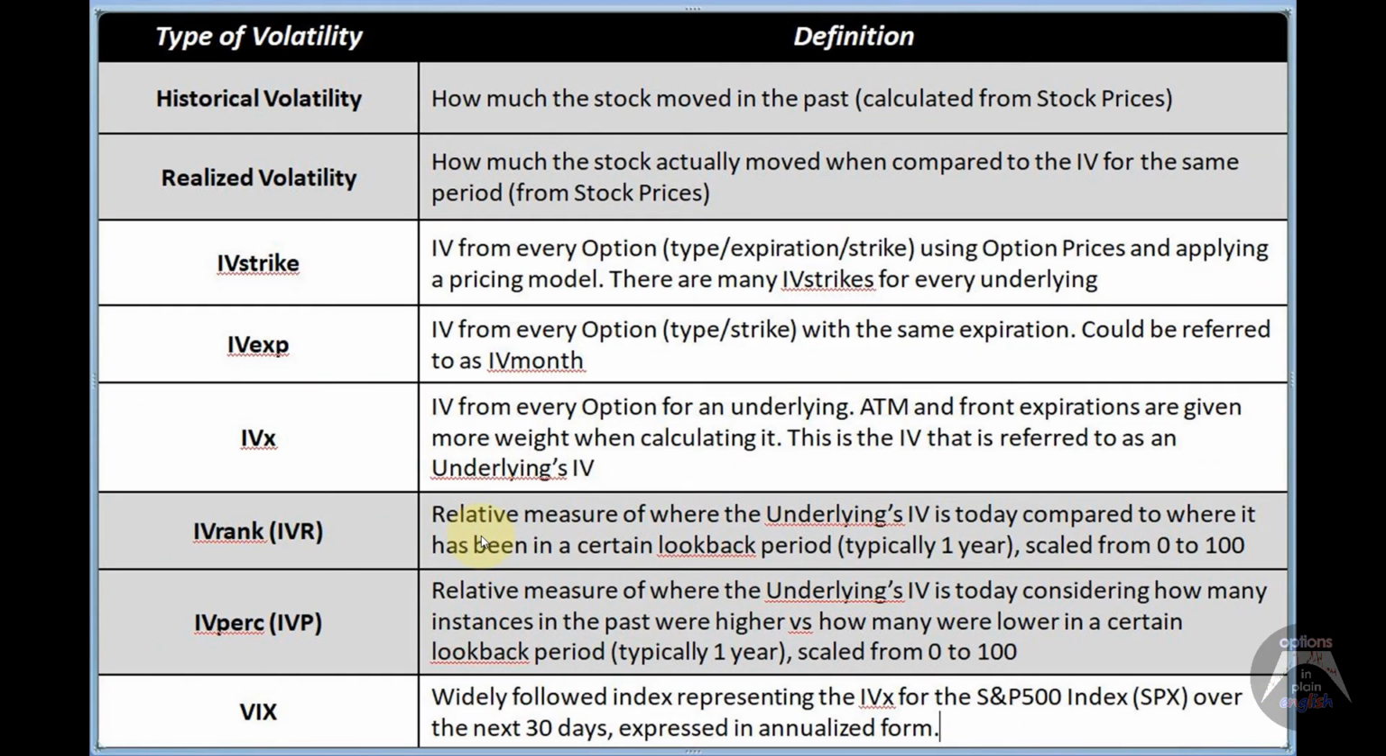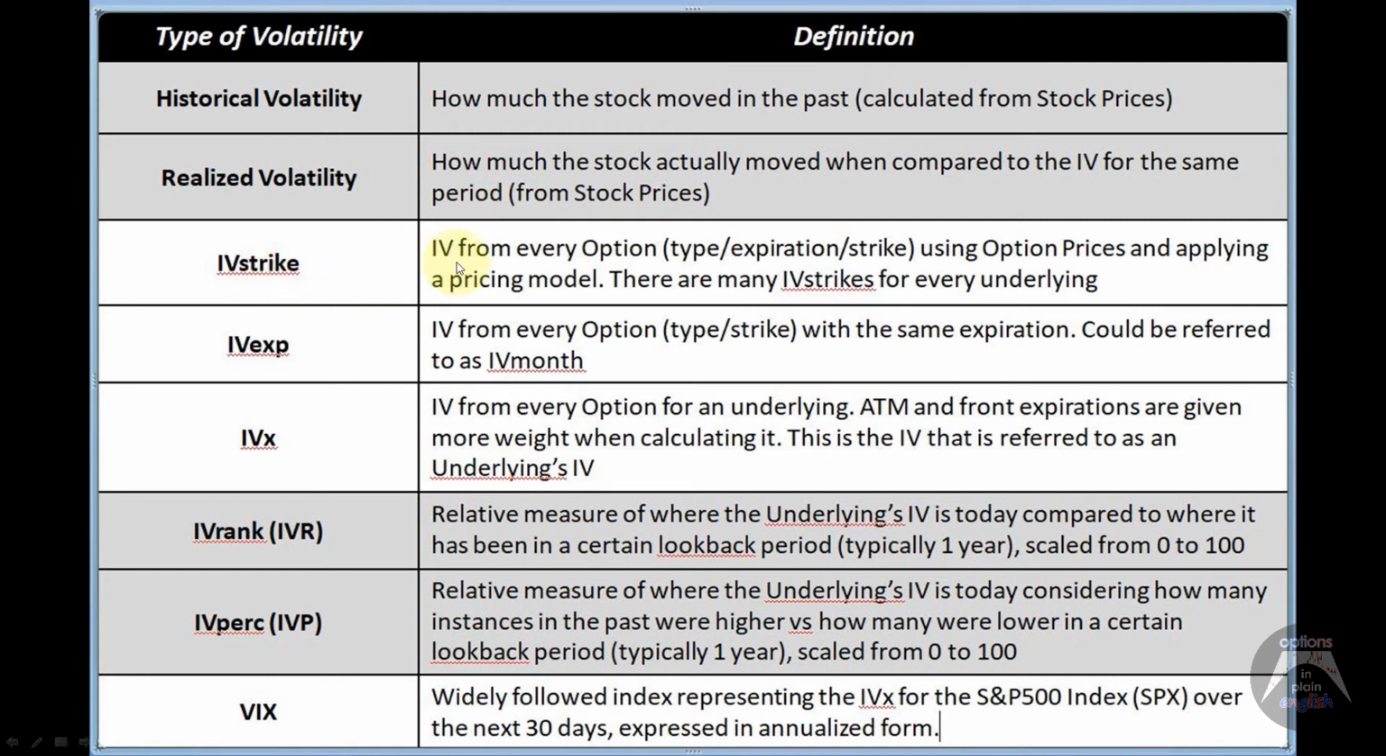Now, as a quick summary of what we saw in this lesson, I'm going to go through what we discussed a little bit earlier. So we looked at historical volatility. The definition is how much the stock moved in the past, and it is calculated from stock prices, not option prices. Realized volatility is almost the same: how much the stock actually moved when compared to the IV for the same period, and it is obtained from stock prices.